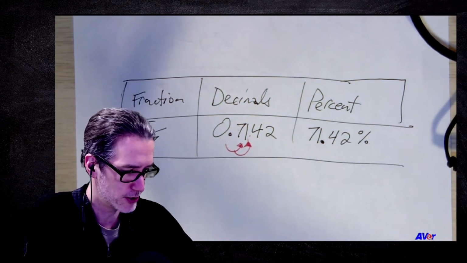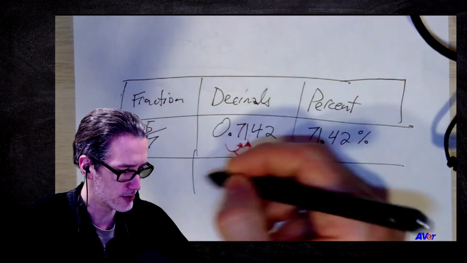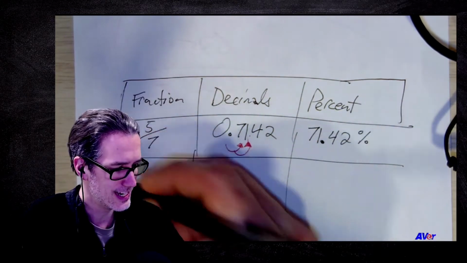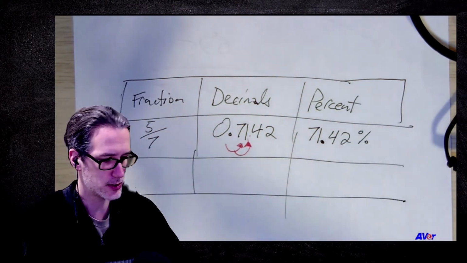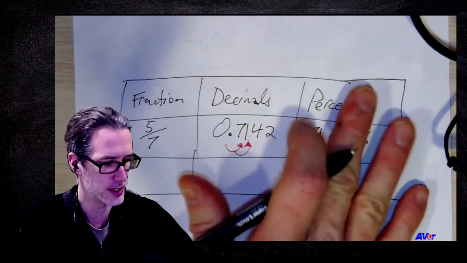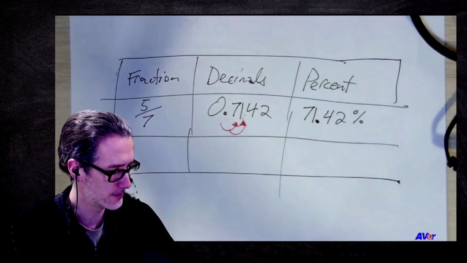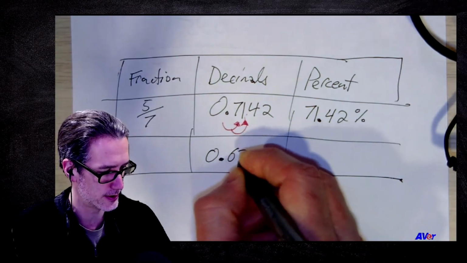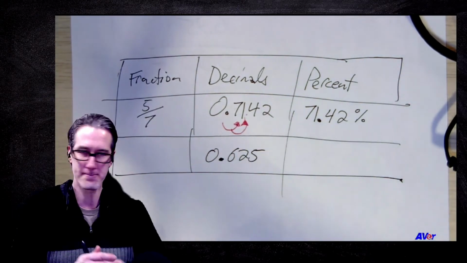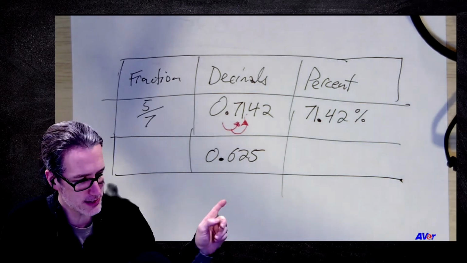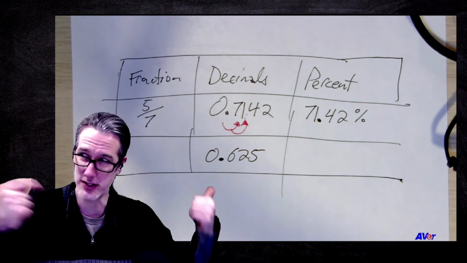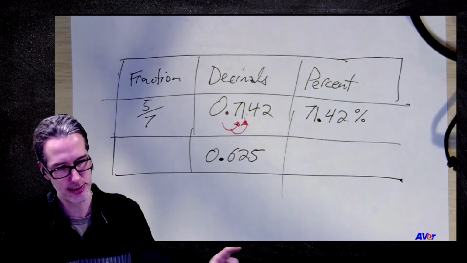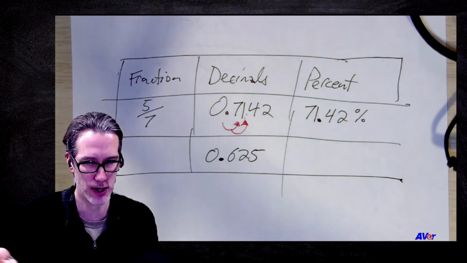But what about turning one of the others, decimals or percents, into a fraction? So let's try this one. It's kind of my favorite go-to for this. It's easy, but not too easy. 0.625. So I'm going to give you a second. 0.625, converting into a percentage, and here's the trick, into a fraction.